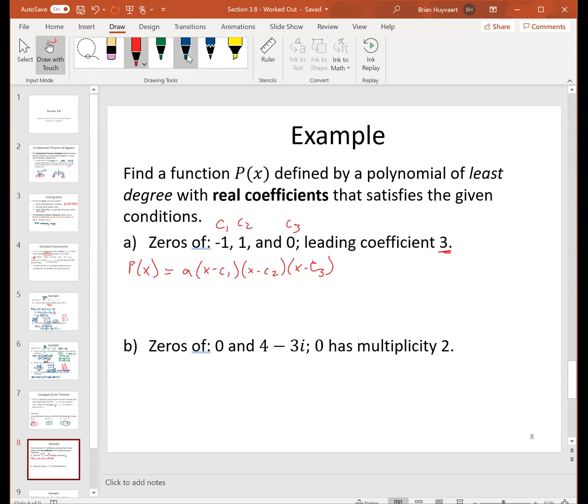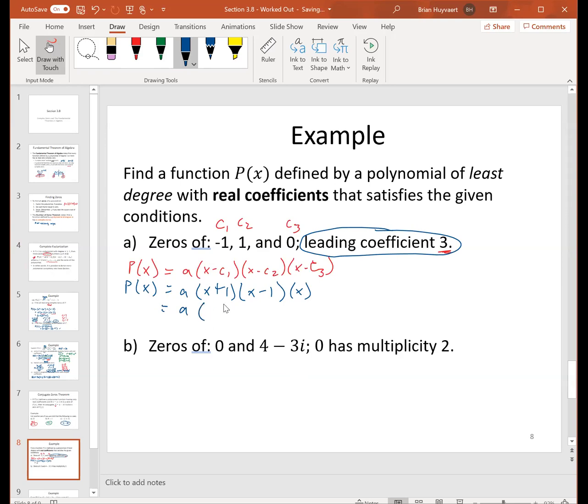What do we know? So let's plug in. We have no idea what a is yet, but let's just use these zeros. So x minus -1, so okay, that's x plus 1. x minus C2, so that's x minus 1. And then x minus C3, well, that's just going to be x. So we could multiply everything through here, and we'll have to satisfy this leading coefficient of 3. And because, spoiler alert, it's not going to be 3 when we first multiply this through.